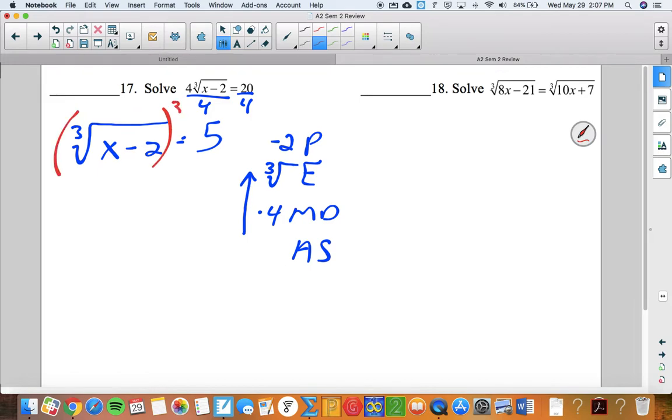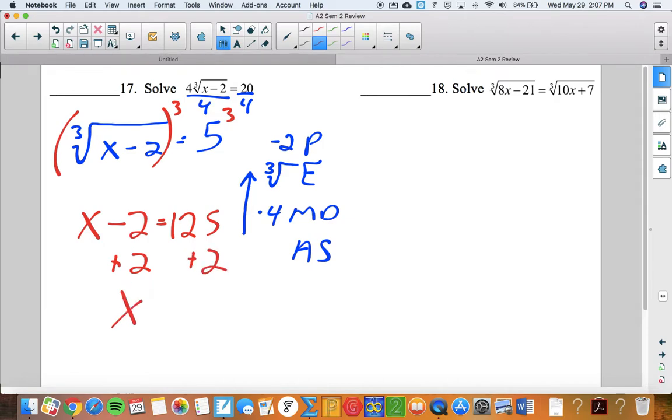I have to cube. So I get x minus 2 equals 125. From there, I'm going to add 2 to each side. So I've undone these things from the bottom up in that order. The answer is x equals 127.